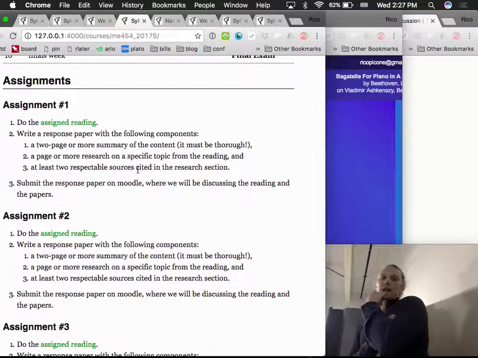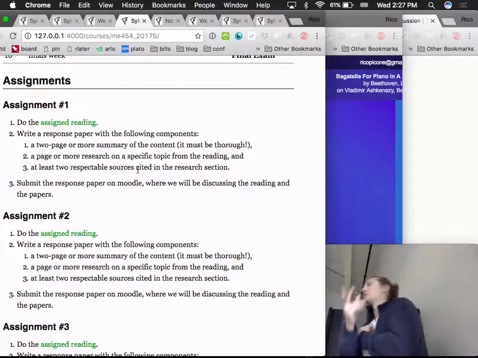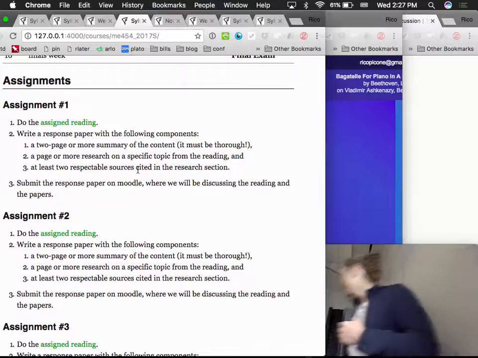And then submit the response paper on Moodle. We're going to be discussing what is in those papers at the next seminar. So you can bring yourself a copy, but you're not going to turn a copy in to me. You're going to turn them in on Moodle. And then we're going to discuss them in class. We're not going to put them up on the board and discuss them, but you're going to... hello, still here.